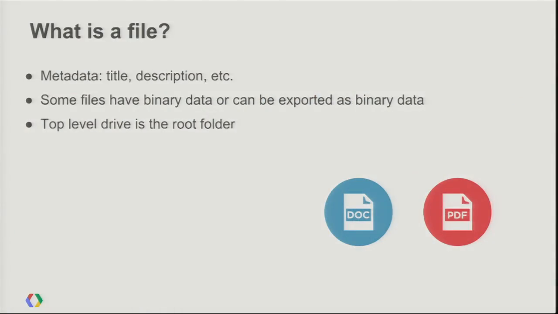So what is in a file? Well, a file has two components. All files have metadata. Now, the metadata for a file involves its title, its description, the MIME type, those kind of things that are tagged, and we'll see how that looks. Some files have binary data. Now, the astute people in the audience will know an example of a file that has no binary data, and that is a folder. Of course, folders don't have any binary data associated with them, but most files do.